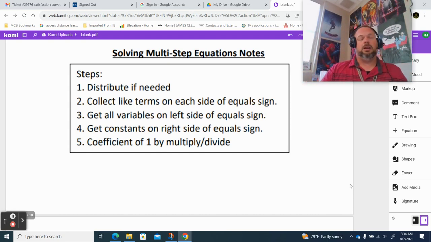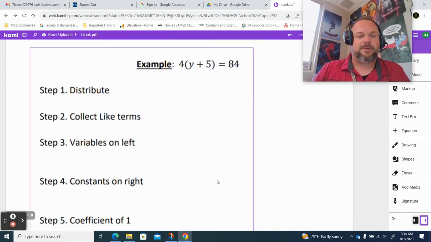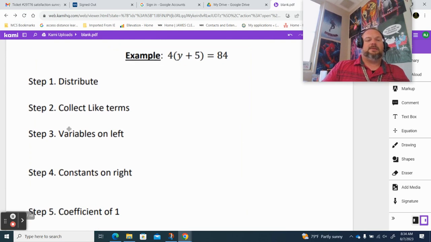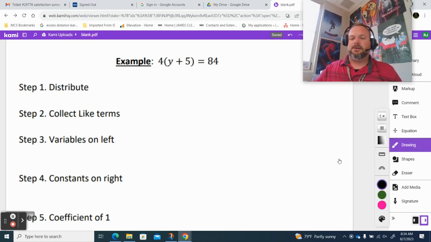All right, so let's look at this example. So, multiple steps that we have going on here.